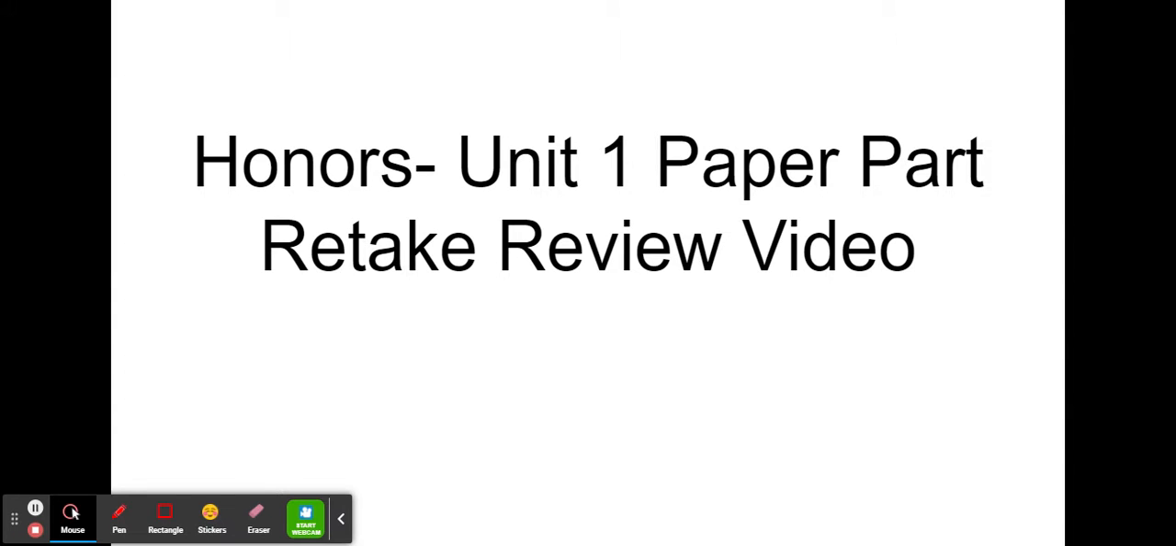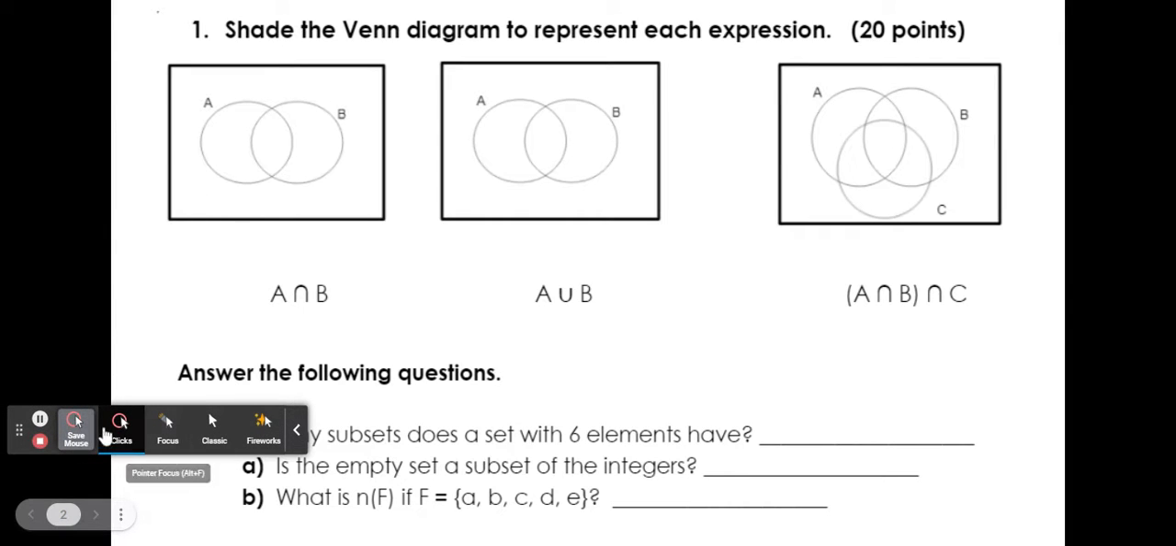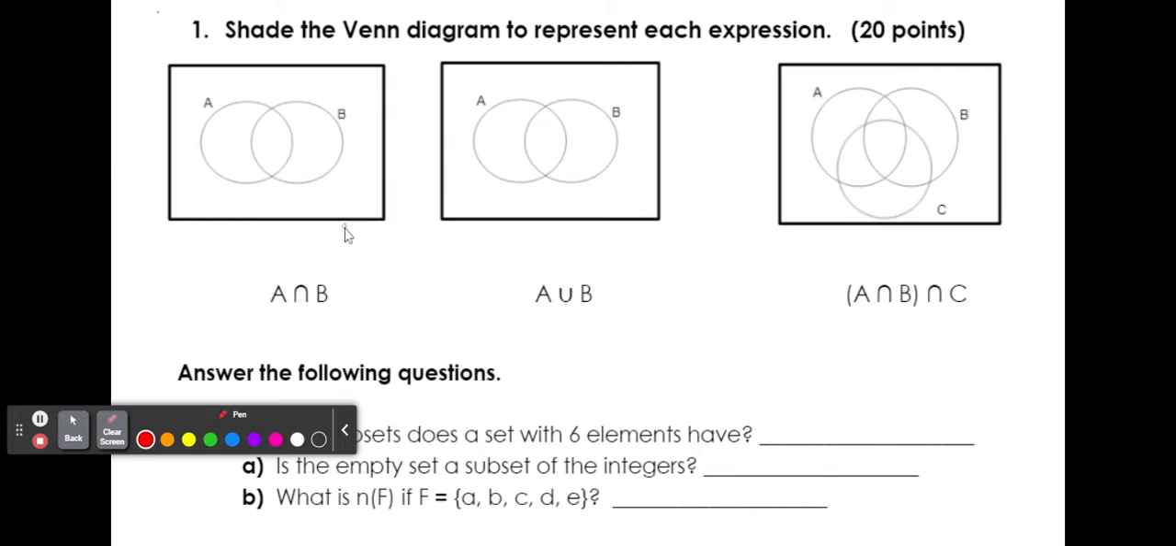Hi everyone. So today we're going to go over the paper part of the Unit 1 test, which was the honors topics. All right. So the first part: shade the Venn diagram to represent each expression.